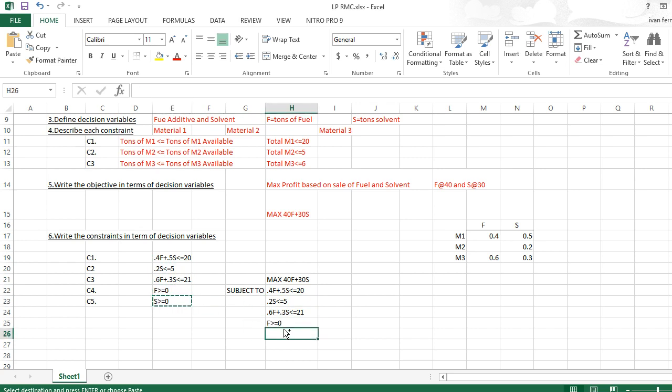and that constraint. You can also combine these 2 constraints and write them like that, a little more elegant, okay? And that's it. Now you're done with the formulation.